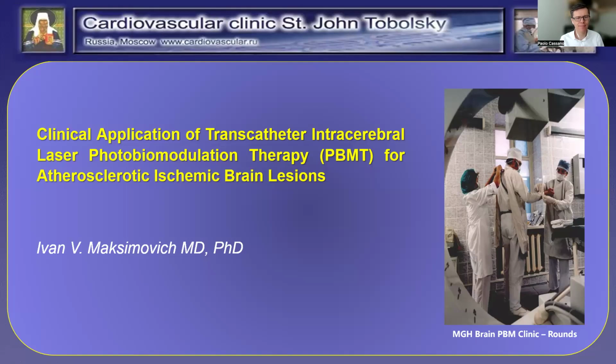All right, so this is a clinical application of transcatheter intracerebral laser photobiomodulation therapy, PBMT, for atherosclerotic ischemic brain lesions by Ivan Vasilievich Maksimovich. Next slide.